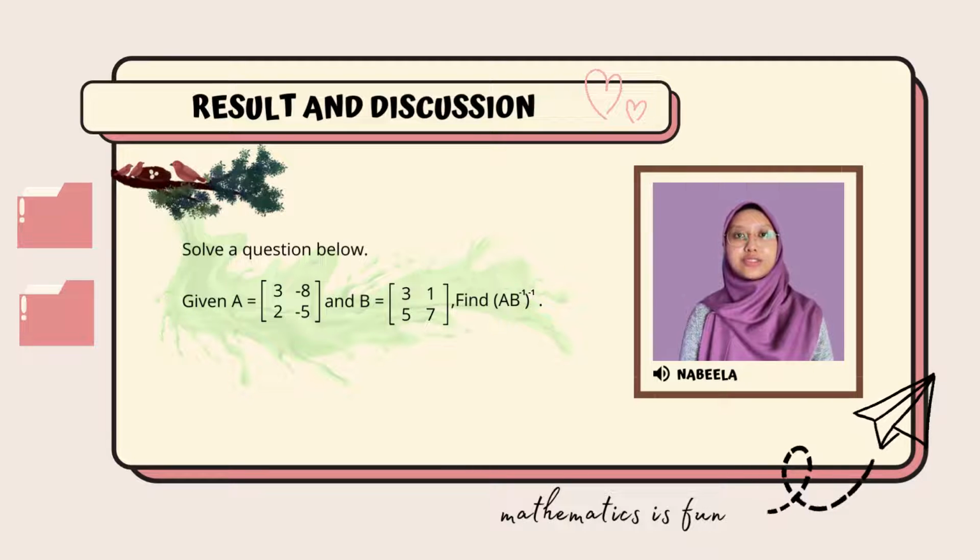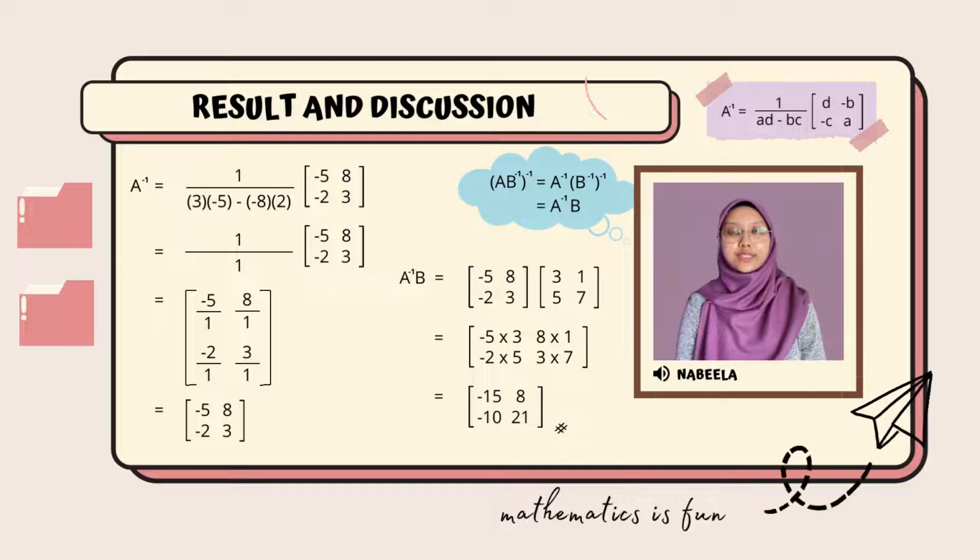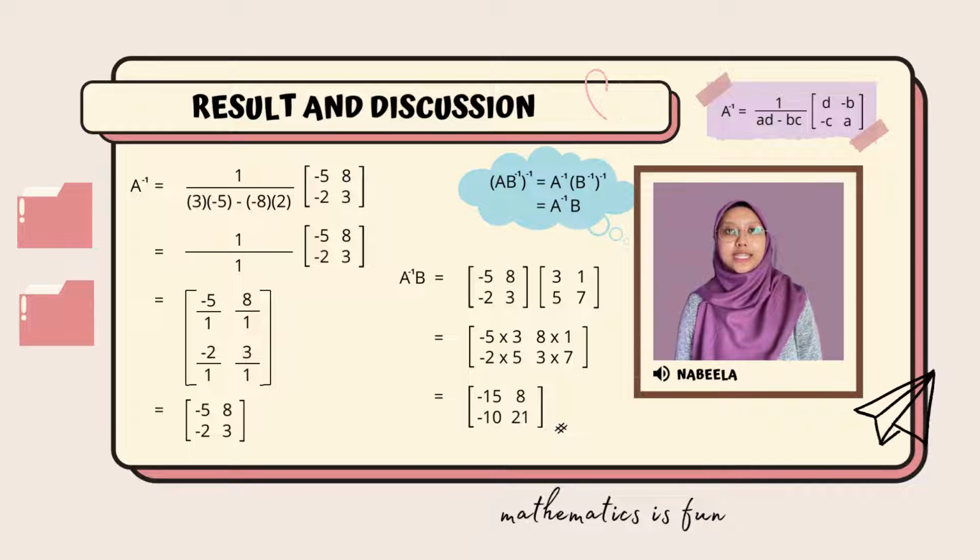Now let's try to solve some questions regarding the inverse matrix. Solve the question below given that A and B are 2 by 2 square matrices. Find the inverse of matrix A multiplied by the inverse of matrix B. Firstly, use the properties of the inverse matrix. So we just have to find the inverse of matrix A multiplied by matrix B. Next, find the inverse of matrix A by using the formula. Then multiply it with matrix B. So the final answer is a matrix that has elements negative 15, 8, negative 10 and 21.